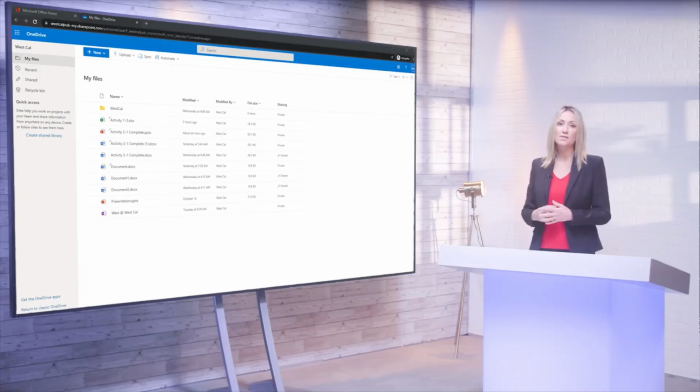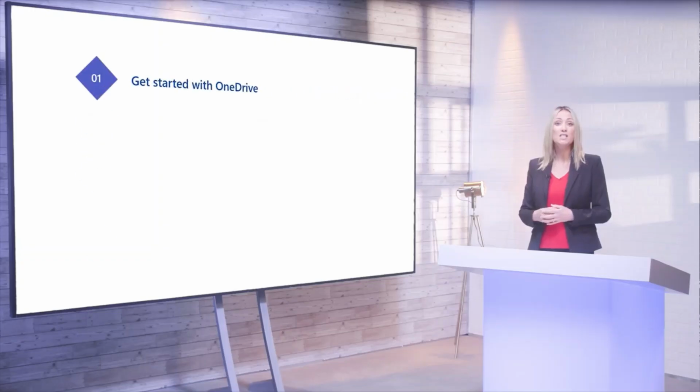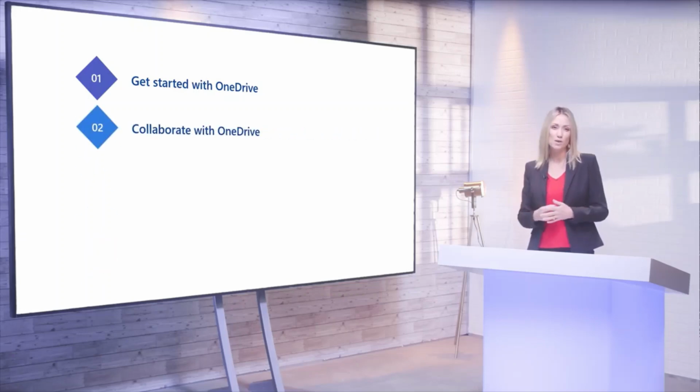OneDrive has a range of features that Grace can use to manage Westcal's files. In this lesson, you'll explore these features alongside the basics of Microsoft's OneDrive for Business service. By the end of the lesson, you'll be able to get started with OneDrive for Business by opening and navigating the service and its features, and collaborate with OneDrive by managing files within the service.